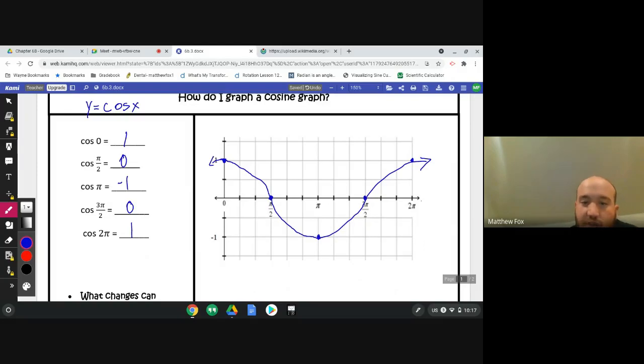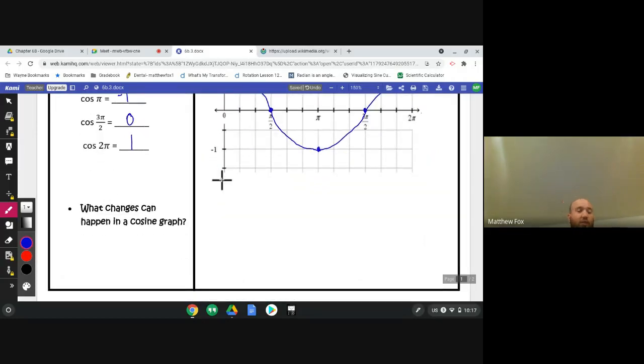Now, if we wanted to, remember this would keep going. This is just one period of the cosine wave. It keeps going in both directions, up and down, okay? So what changes can happen in a cosine graph? Much like yesterday, it's the exact same changes.